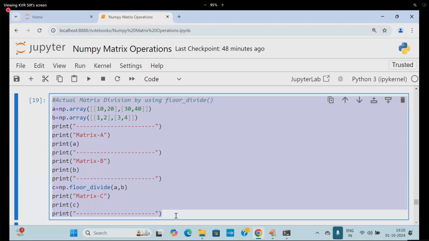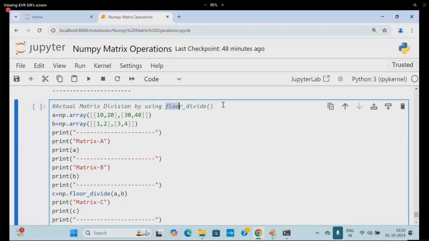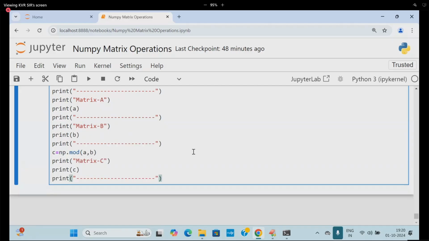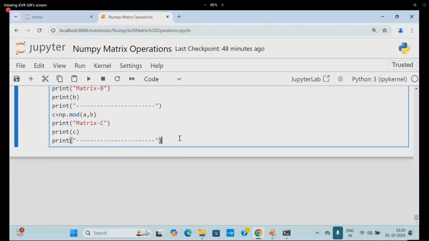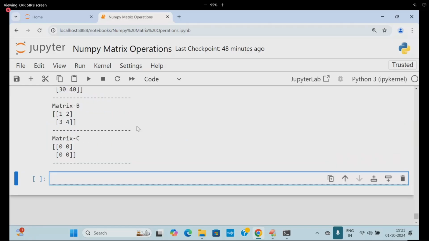In a similar manner, the next operation I will apply is modulus. Here, what is the function name? Mod of, matrix modulo division. Here I am applying simply mod. What is the mod of that? Tell me: 10 mod 10 is 0. Same for 20, 0, 0, 0 will be coming. You can apply it to any of the other matrices. These are called element-wise modulo division.